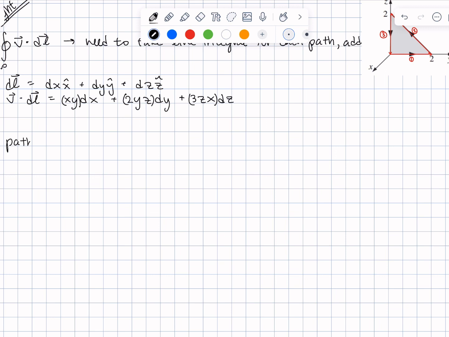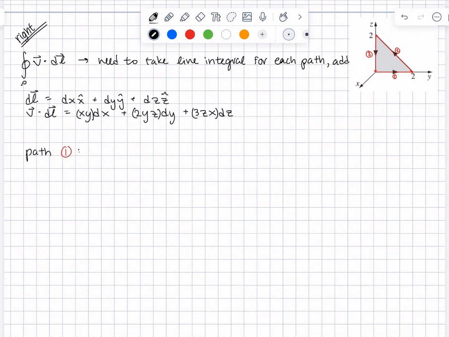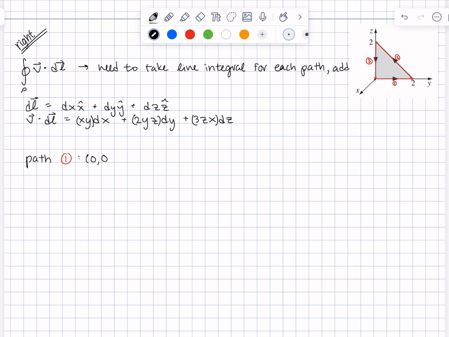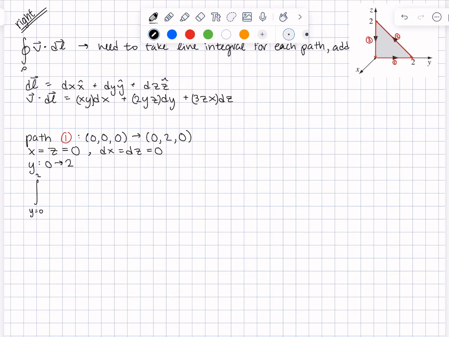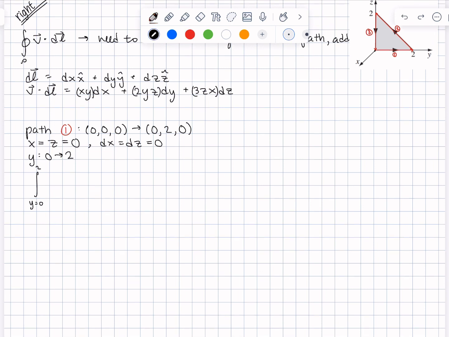So our first path is going to take us, let's look at our diagram, it'll go from 0, 0, 0 to 0, 2, 0. So you can see just from this right here that our x and our z are not going to be changing. X and z are constants, and they're both going to be equal to 0, which means that dx and dz are going to be equal to 0. And our y is going to be going from 0 to 2. And so what that means is when we plug this into our integral, we'll be taking it from y equals 0 to 2. And our dx and our dz are 0, so we don't have to worry about those components up here. We can get rid of those. And then we just have to worry about the 2yz dy.